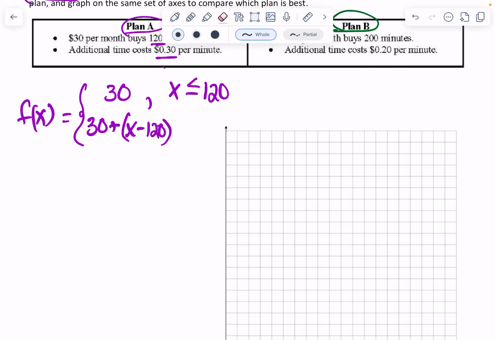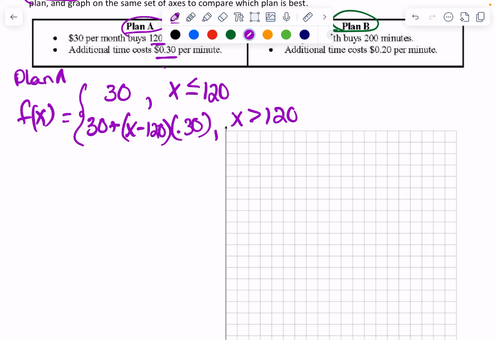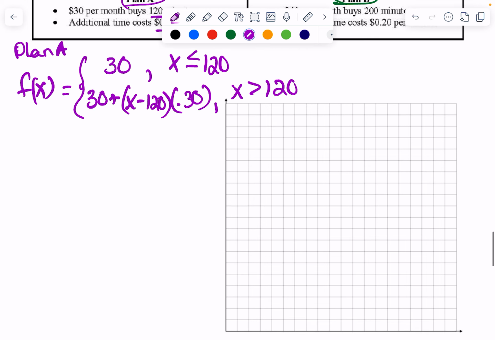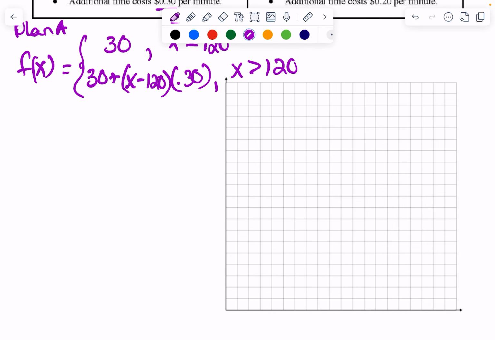Okay, so again, this x minus 120 is the time that exceeds the 120, and that is what we are multiplying by the 30 cents. And this is when x is greater than 120 minutes. Now, we need to graph this. So this is our plan A. Well, we're going to first have to figure out how the graph goes. I'm going to put down here increments of 60.